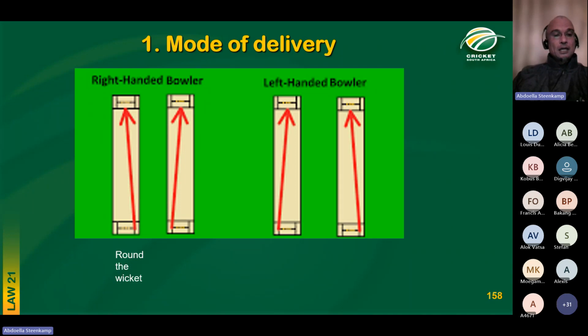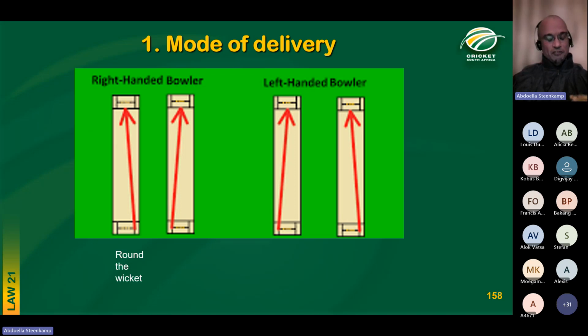If you look at the arrow, where it points is where the batter or the striker is standing. Now, this is a right-handed bowler. And this is how I determine whether a bowler is bowling around or over the wicket. You need to look at where the bowling hand is. If the bowling hand is further away from the stumps, the bowler is bowling around the wicket. If the bowling hand is closer to the stumps, the bowler is bowling over the wicket.